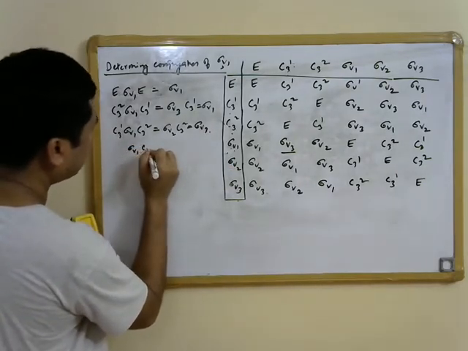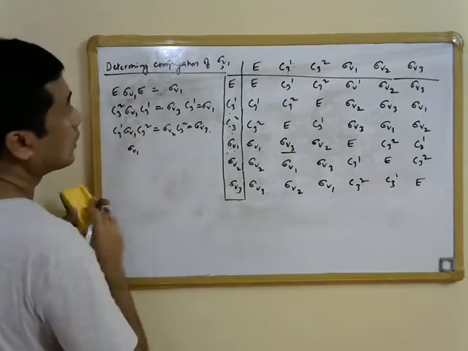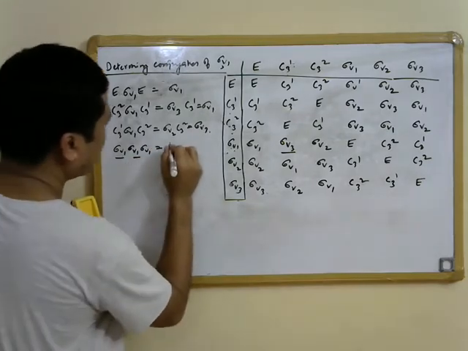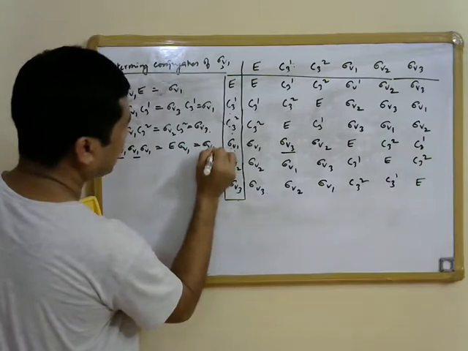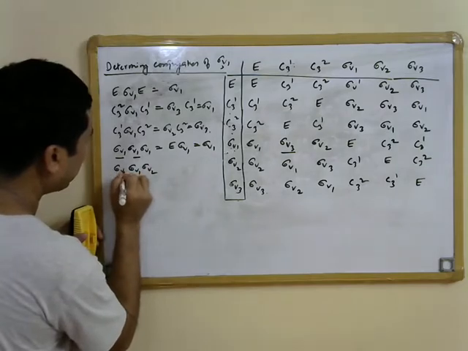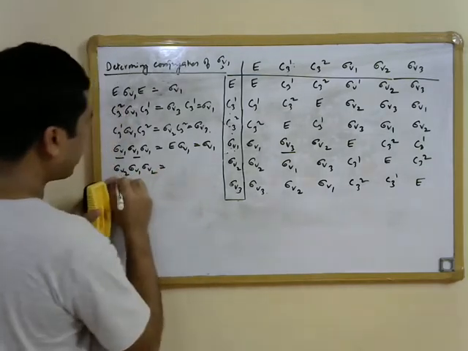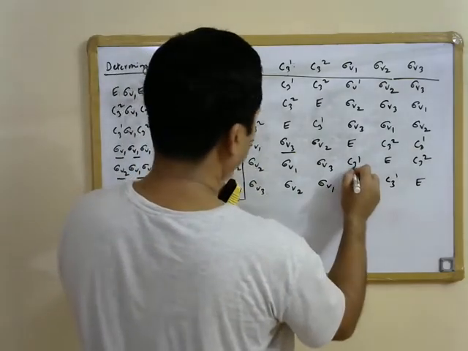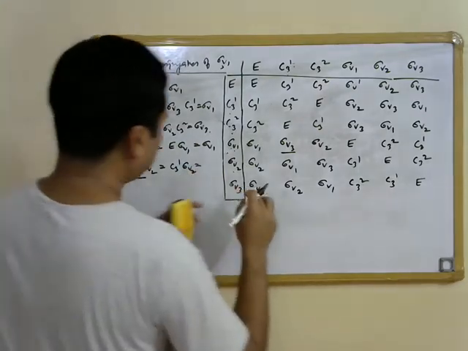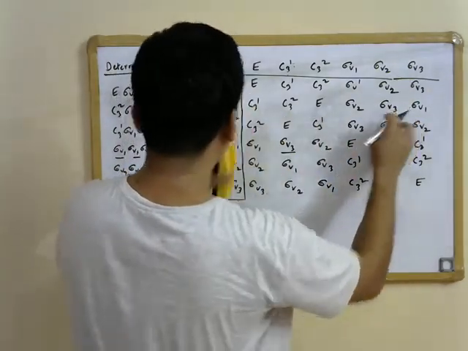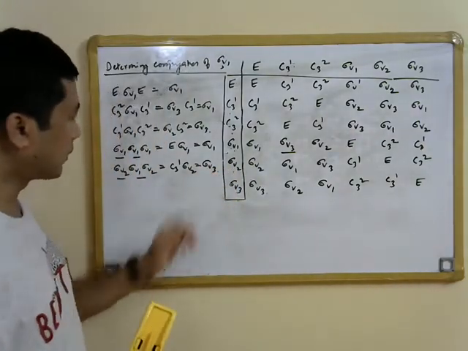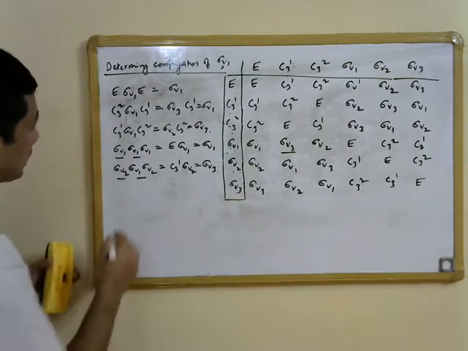Sigma v1 with itself: sigma v1 sigma v1 sigma v1 is identity times sigma v1, so we get the answer equal to sigma v1. Then sigma v1 sigma v2, here again the inverse is sigma v2. Sigma v2 sigma v1 sigma v2 is c31 c31 sigma v2. c31 sigma v2 is sigma v3. So again we find sigma v1 and sigma v3 are within the same class.